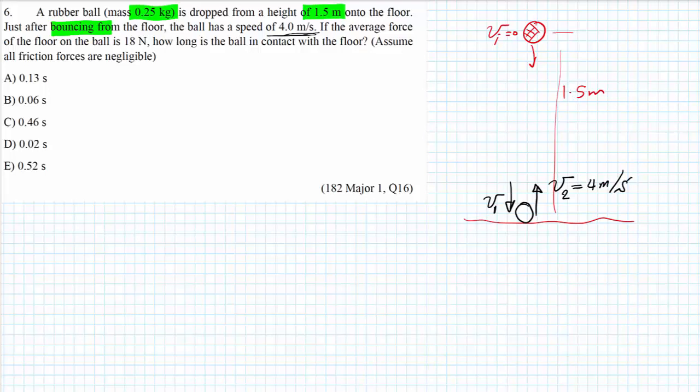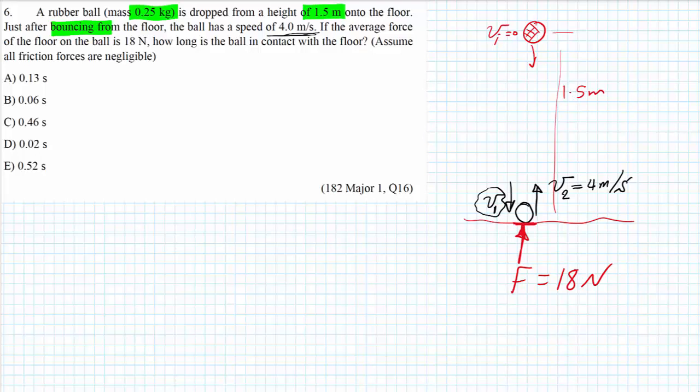If the average force coming from the floor is 18 Newton, how long is the ball in contact with the floor? Find the time of the collision here between the ball and the floor. Assume all friction forces are negligible, like we will neglect the friction forces. We need to find first the speed v1.